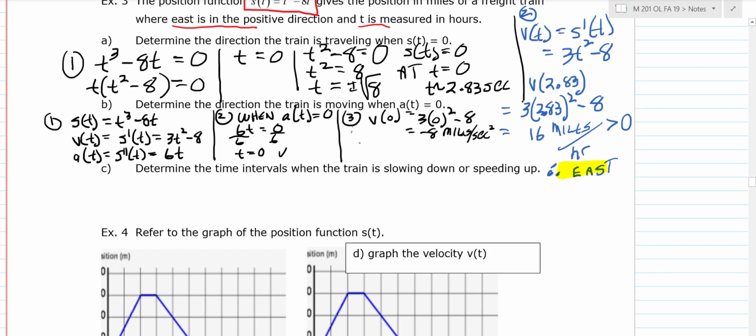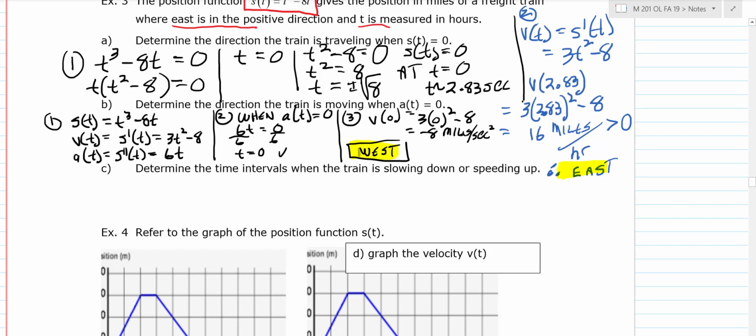Okay, so what that would mean then is we're going the opposite of east. That means that we're going west, because that's in the negative direction. Okay, and they are defining west as negative and east as positive in this problem. So that means we would be going west at that point in time. All right. Okay, so we got that.